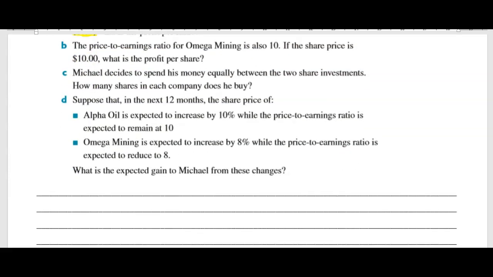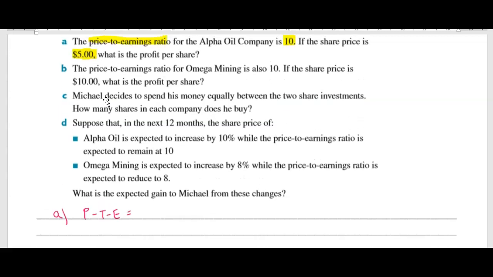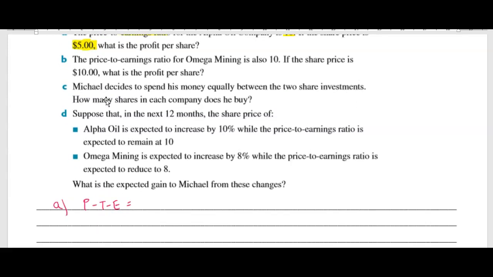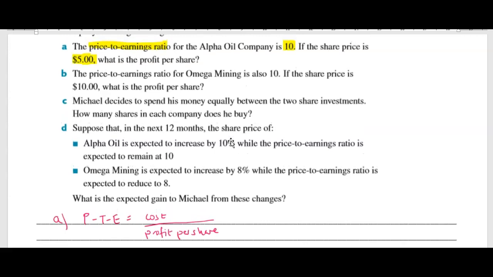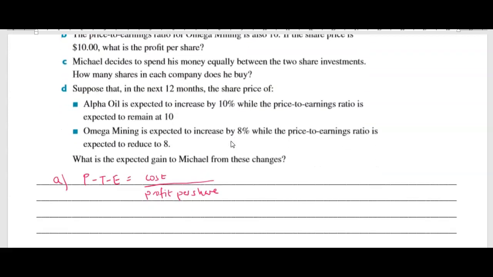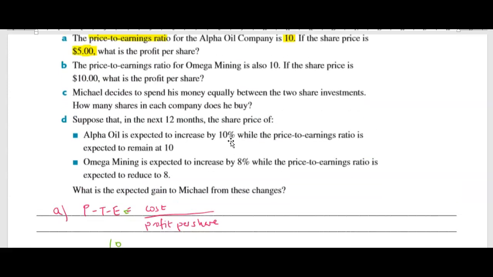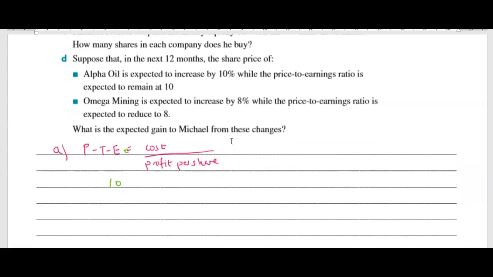Okay, so we use the same formula as before. The price to earnings ratio is the cost over profit per share. All right, and then we just substitute in what we know. The price to earnings ratio is 10, and the share price is $5. And we want to know the profit per share, so I might just leave that as P.